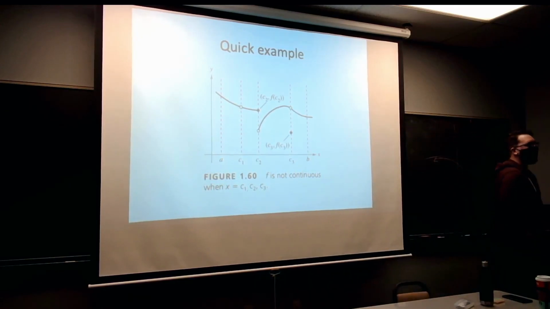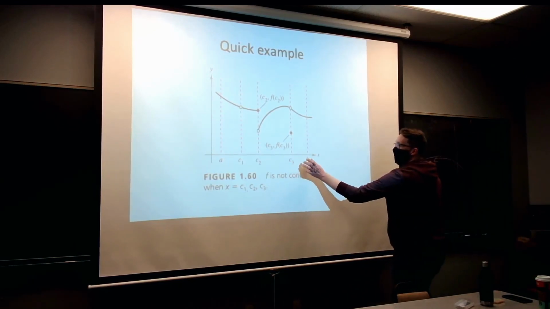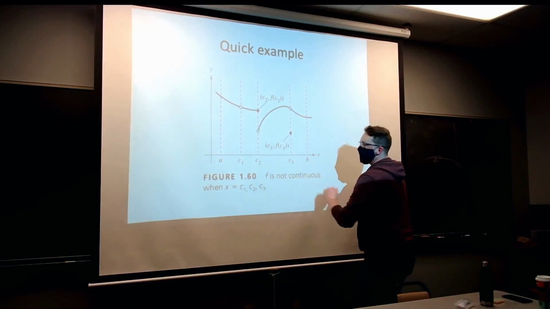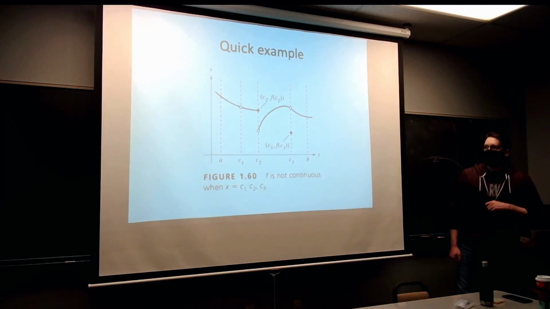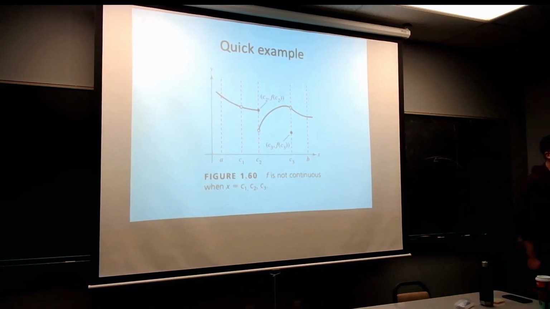We say that a function is continuous between c3 and b, between c2 and c3. And we say that it's discontinuous at c1, at c2, at c3. Make sense?